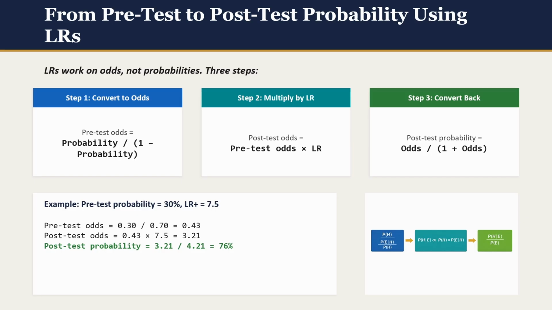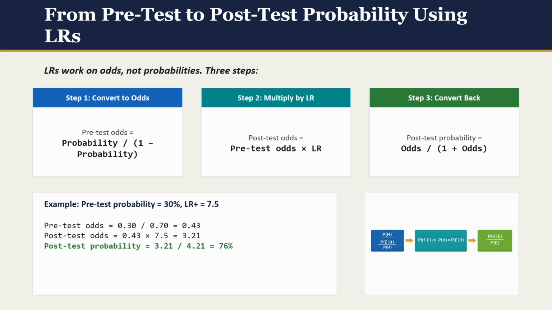Now let's use a likelihood ratio to actually update a probability estimate. This is the full Bayesian updating process we introduced conceptually in Talk 1.2, now made quantitative. The key thing to understand is that likelihood ratios multiply odds, not probabilities. So we need to convert back and forth between the two. This is a three-step process. Step 1. Convert your pre-test probability to pre-test odds.